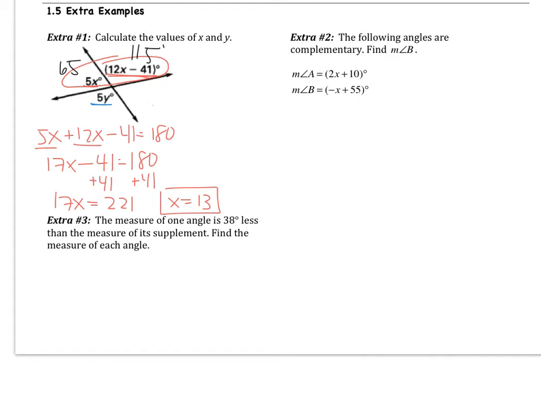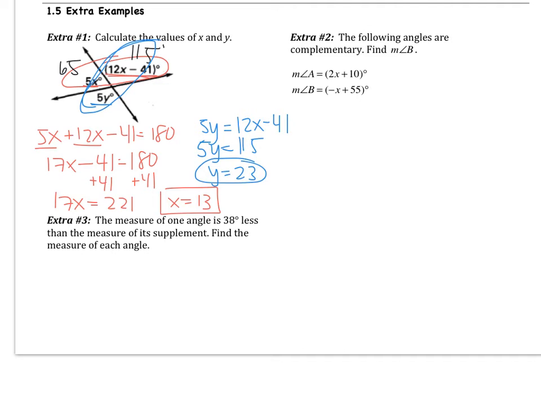Now, I'm going to have to use those other two angles, the two red angles, in order to find y. I notice that these two angles are vertical. They're going to be congruent. So I have 5y equals 12x minus 41, but I already substituted in that 13 for x, which ended up being 115. So I get 5y equals 115. If I divide 115 by 5, I get 23. So y is 23. So that was example number 1.